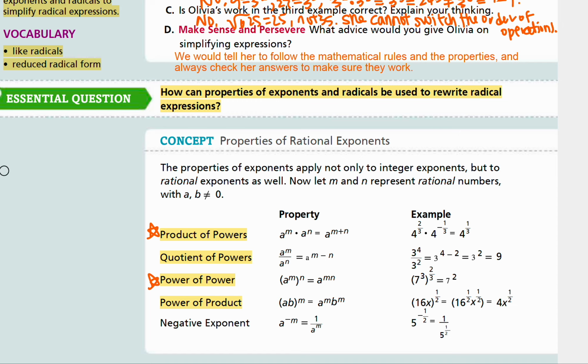So for example, if you have, let's say, 7 squared times 3 squared, that's the same as 7 times 3, which is 21 squared, okay?